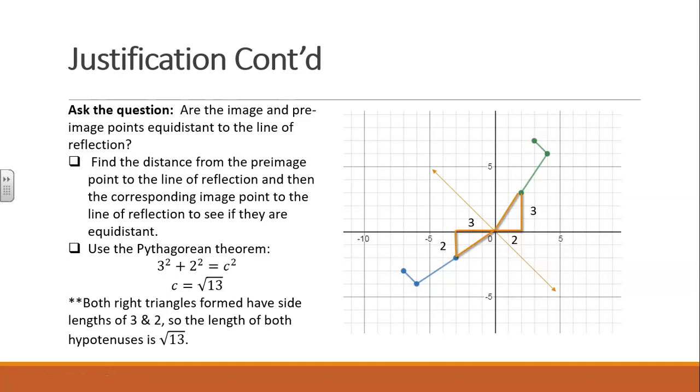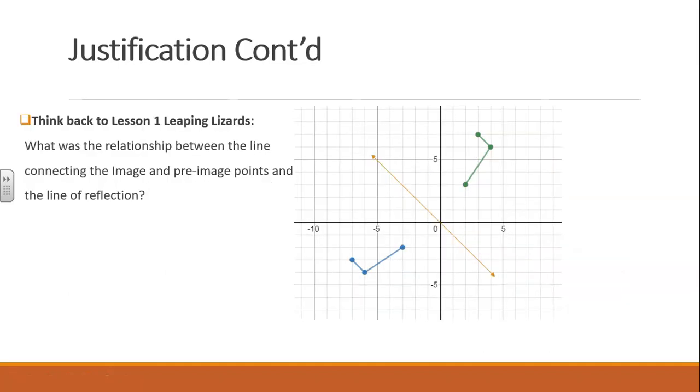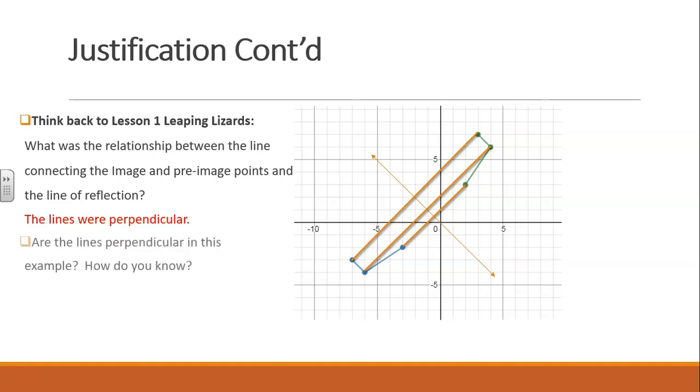But we're not done yet. We also need to think back to Lesson 1, Leaping Lizards. What was the relationship between the line connecting the image and pre-image points and the line of reflection? The lines were perpendicular. When we draw line segments connecting the image and the pre-image points, we need to make sure that they're perpendicular to the line of reflection.